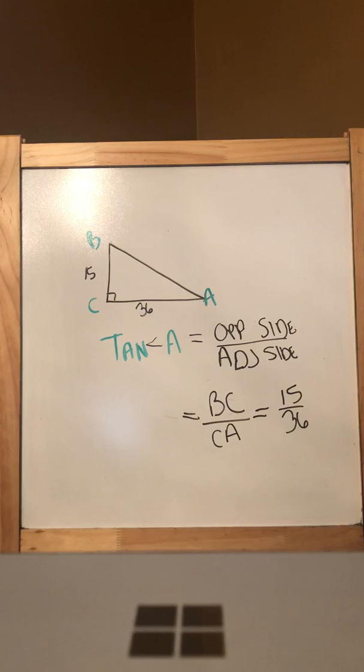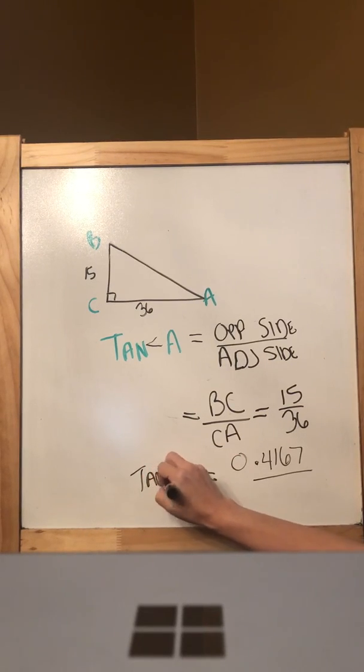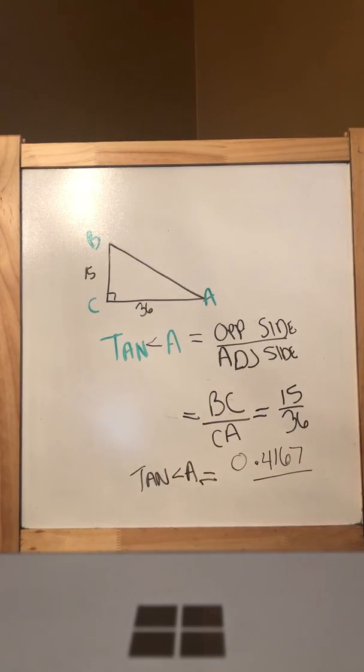So make sure everything is labeled. When we're doing these ratios, we're always going to go out to 4 decimal places. Okay? So if we did the 15 over 36, and you put it in your calculator, it would be about 0.4167. So you would need to write 0.4167, 4 decimal places, okay? Equals tangent of angle A. Got it? Okay, let's move on.